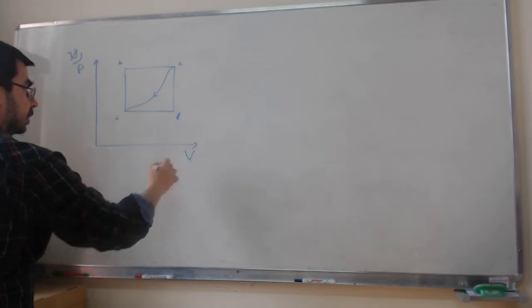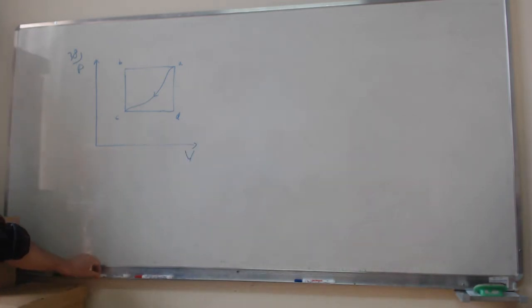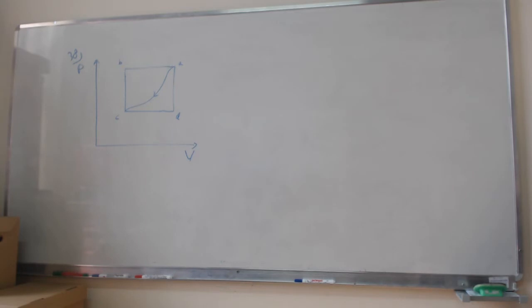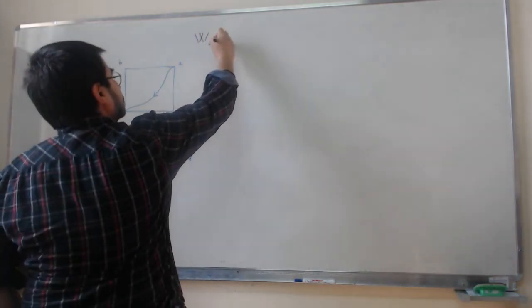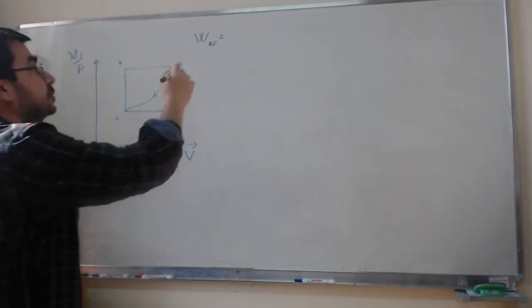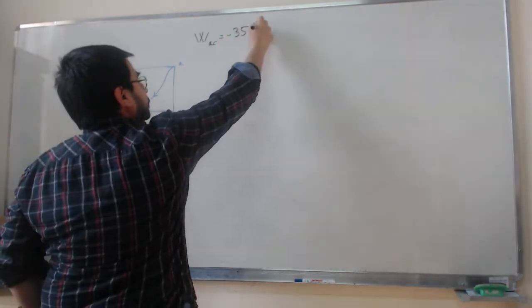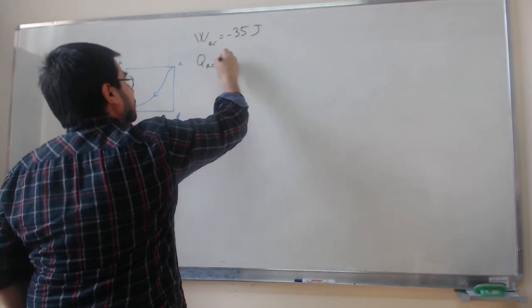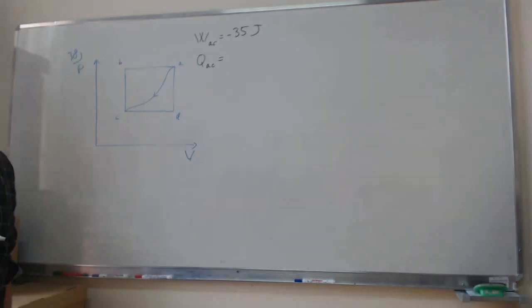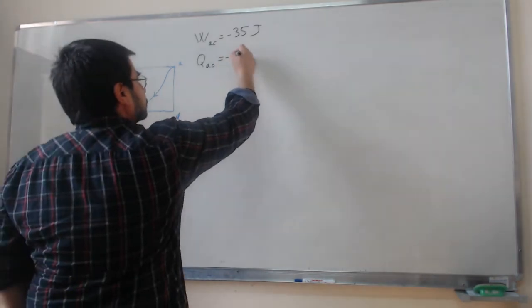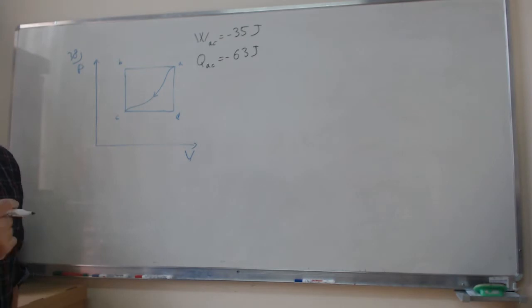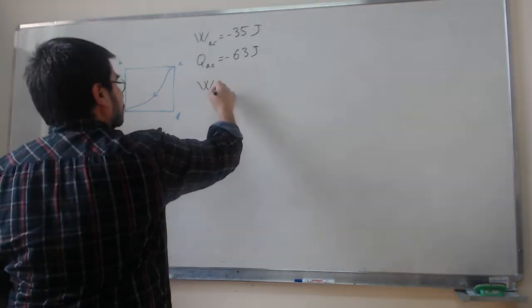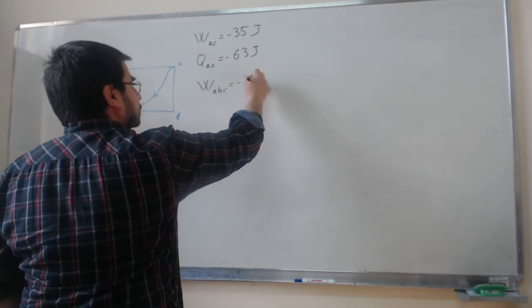So this is a PV diagram, and they are giving us a number of values. The work done by the gas along the path A to C, W_AC, is minus 35 joules. The heat along the same path, Q_AC, is minus 63 joules. And they're also saying along path ABC, the work done is minus 54 joules.